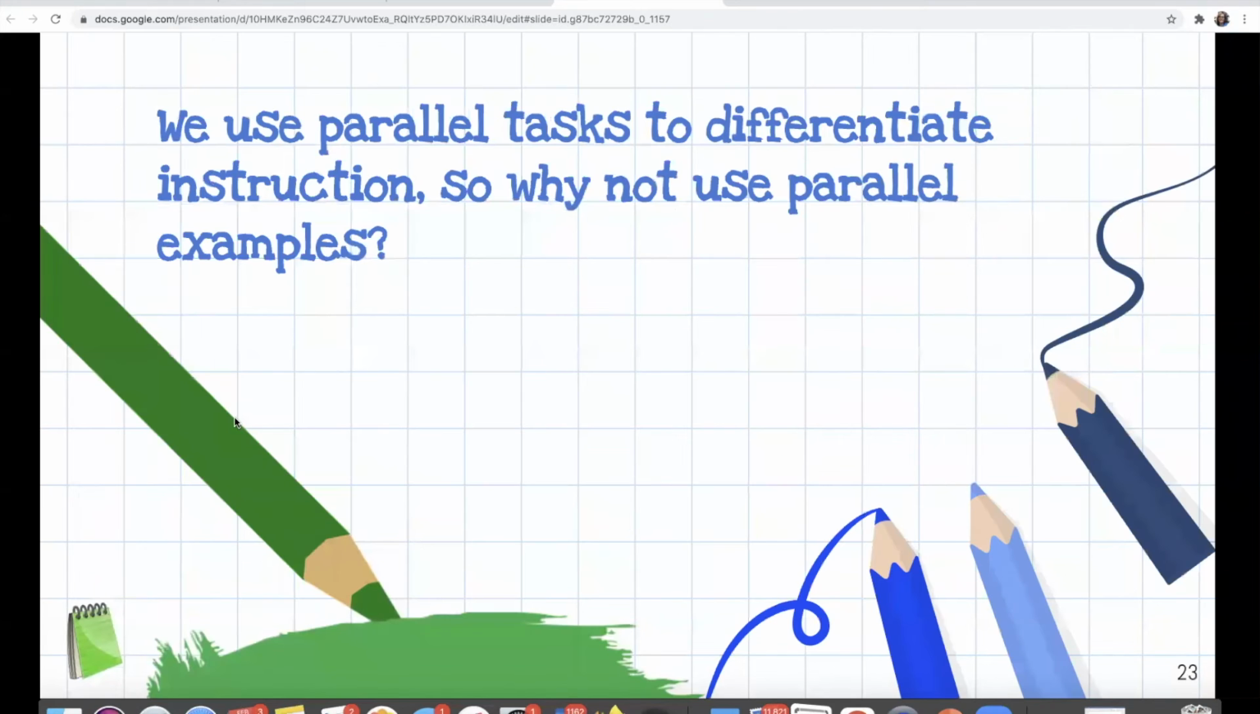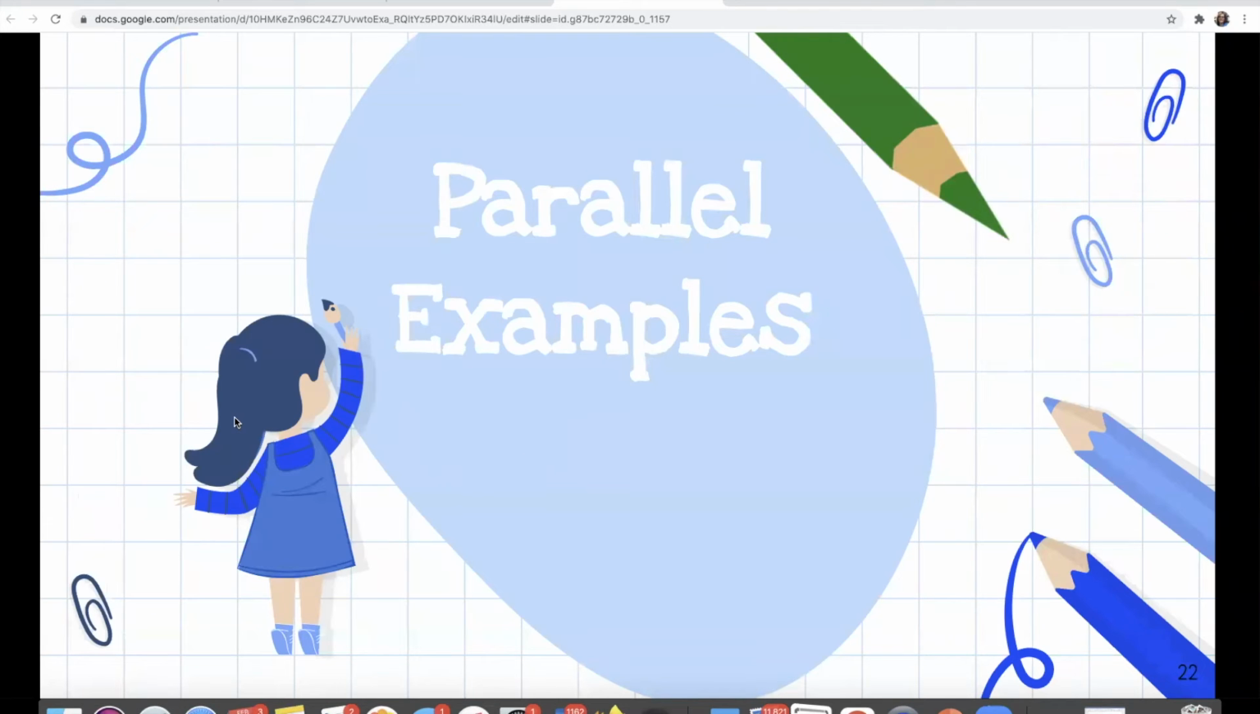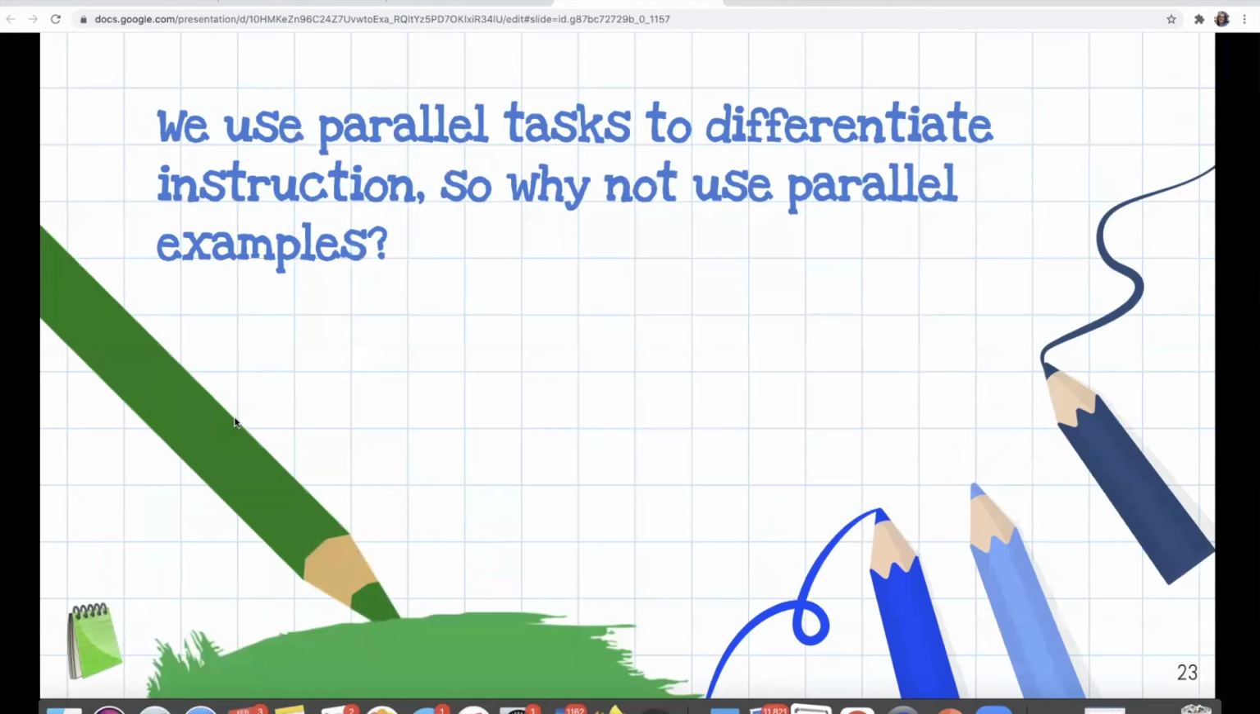Okay, so parallel. All right, parallel examples. Just move on to that next slide and I'll talk about it. It says we use parallel tasks to differentiate instruction. So why not use parallel examples? So think about that. We use parallel tasks. So why not use those parallel examples when we're teaching the kids math? So you actually have a little notebook down there. So that is something on your structured notes. I try to remember to point that out because I forget myself. I think it's just a little fill in the blank. So Steph, you can move on.